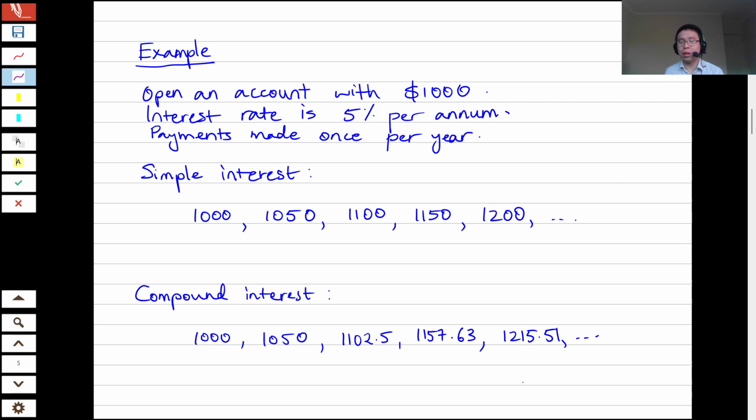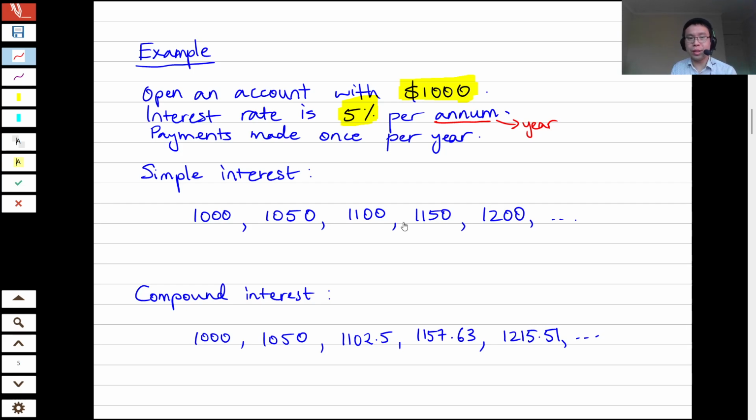So I just want to give you a feeling for how these two things are different. So let's consider an example where we open a bank account with $1,000. And I tell you that the account is going to earn 5% per annum. And remember, the word annum means year. So this really means interest is paid at a rate of 5% per year. Furthermore, we're going to make payments once per year.